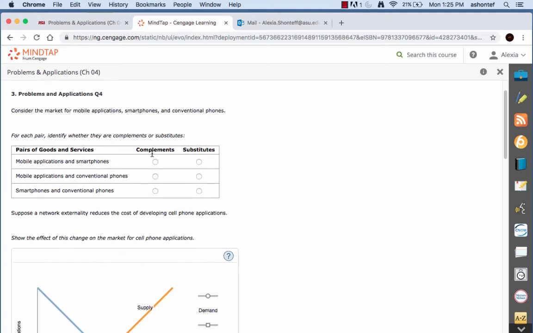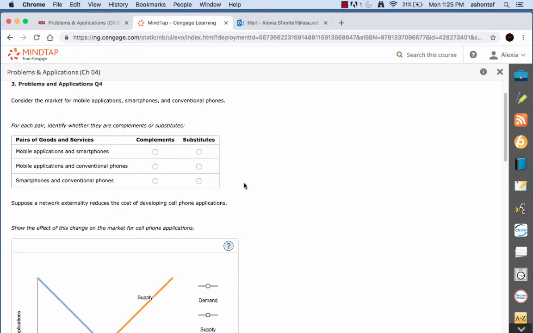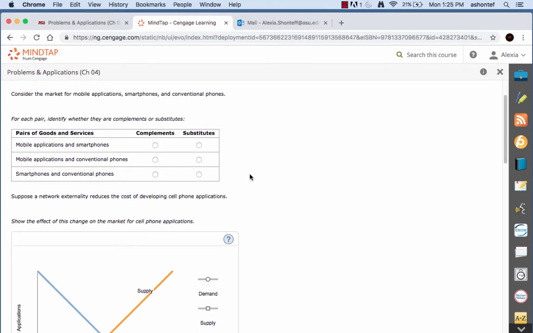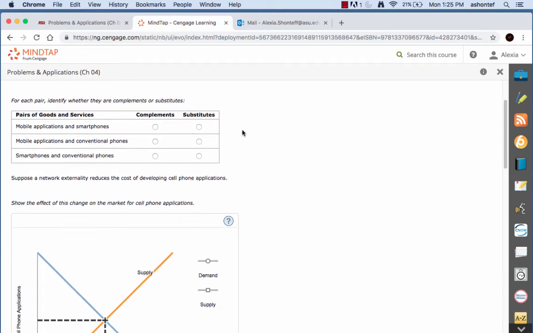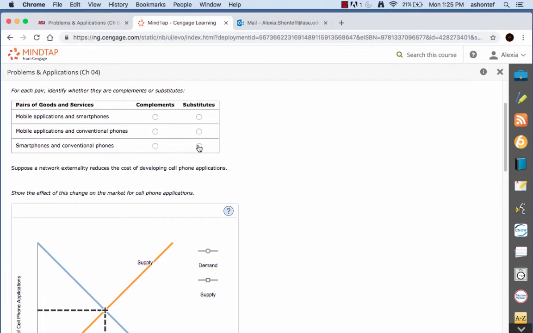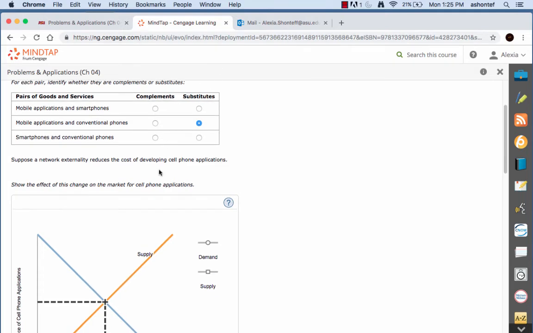Okay, this one is just trying to get you to think about complements and substitutes. Just do what you can here. If you have questions, you can let me know. I'm just going to tell you, because this one doesn't necessarily make sense these days, just make sure you put substitutes for the mobile applications and conventional phones. It's not really the best question there. And then we'll keep going.